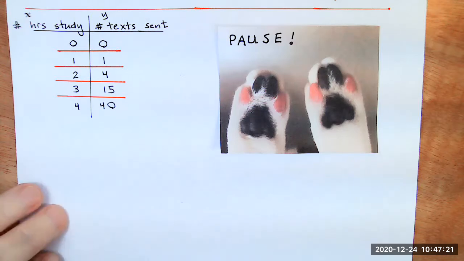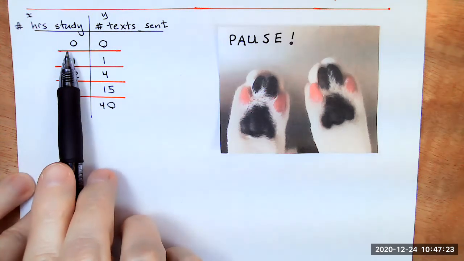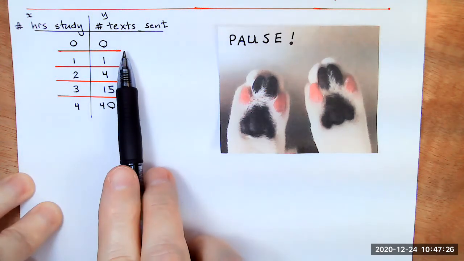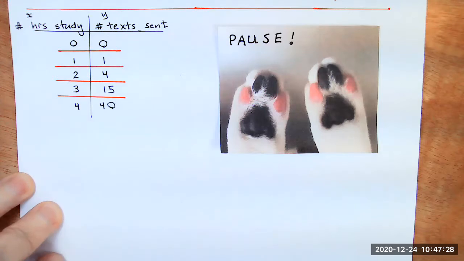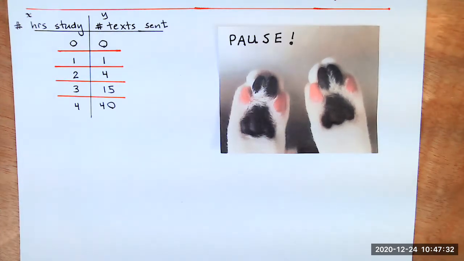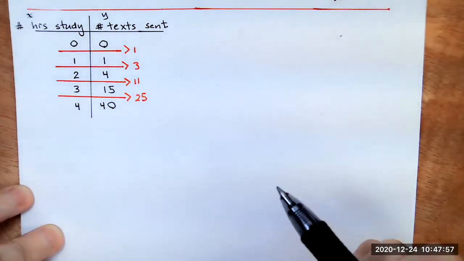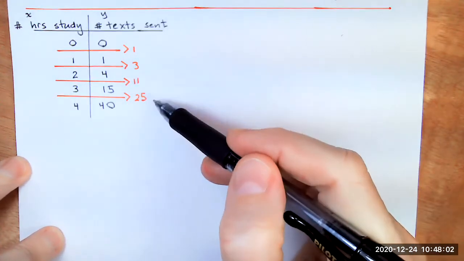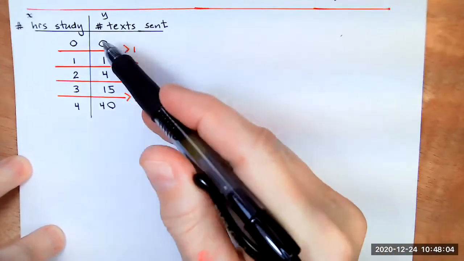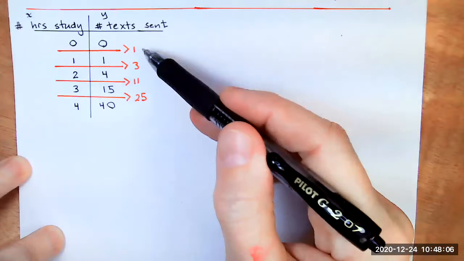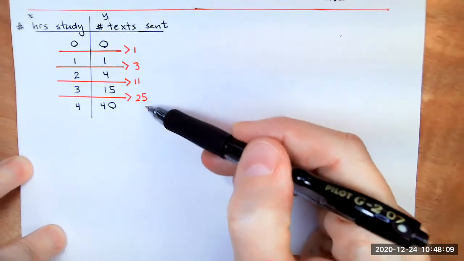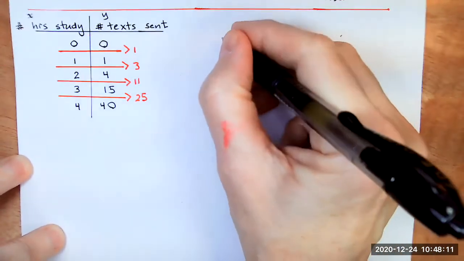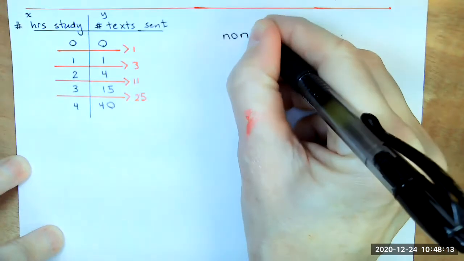All right, let's look at this function, which relates the number of hours that you studied to the number of texts that you sent to your friend. And this would be a good place to hit the pause button while you do the calculation. All right, is this a linear function? And the answer is no, because for each hour of study, the number of texts is not the same. So you would call this nonlinear.